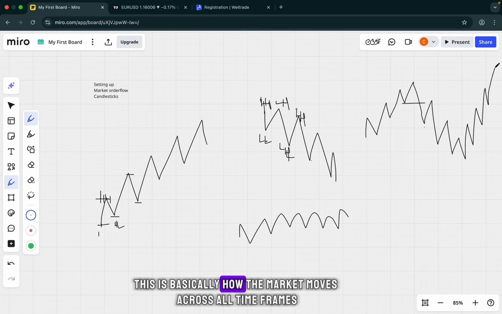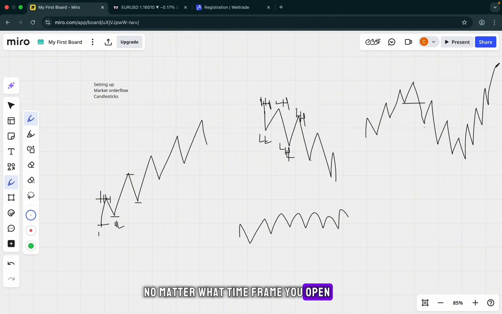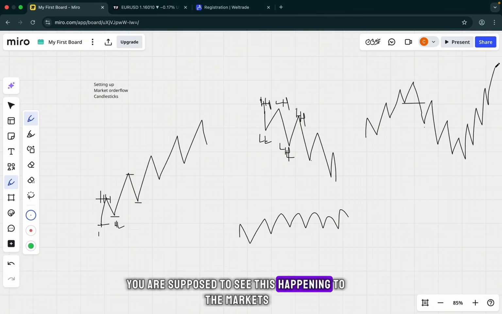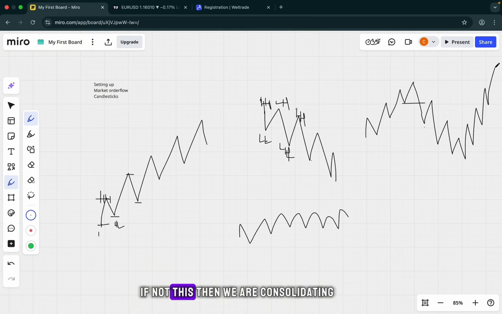This is basically how the market moves across all time frames. No matter what time frame you open, you are supposed to see this happening in the markets. If not this, then we are consolidating. So this is how the market moves.